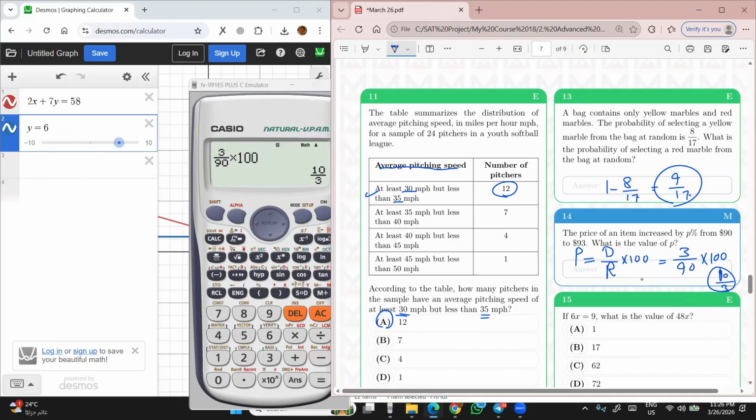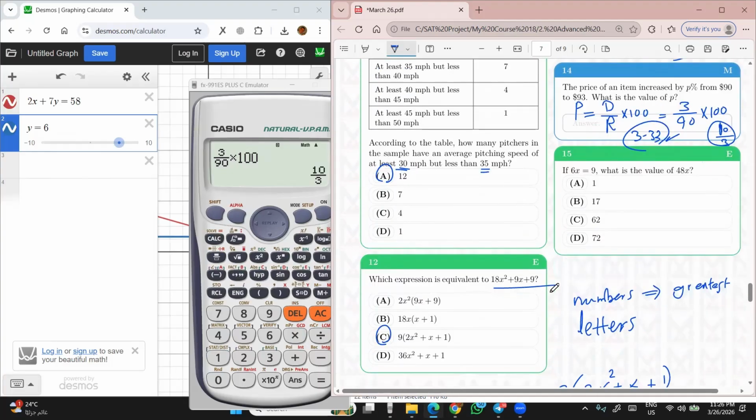Or you can write it as 3.33, for example. 3.33 is also a correct answer. Question number 15. 6x is equal to 9. What is the value of 48x?